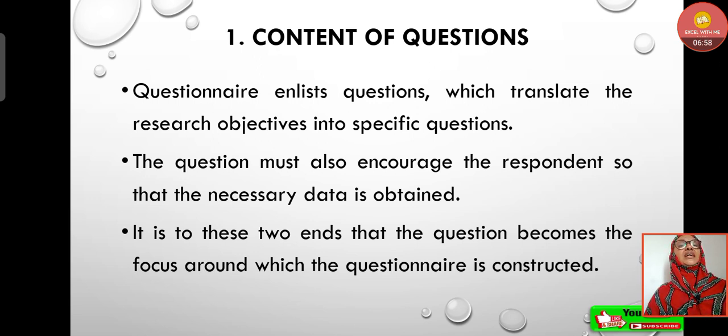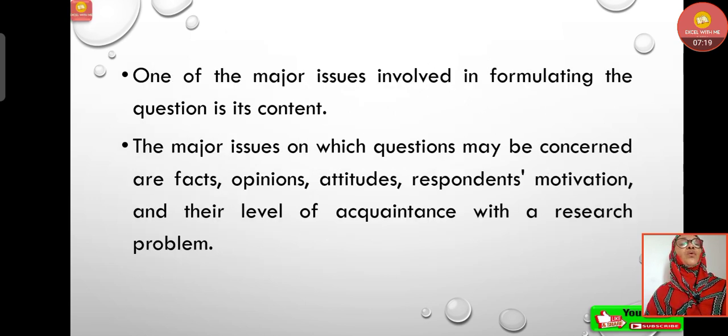Now let's understand what the types of these questionnaires are. Content of questions: a questionnaire enlists questions which translate the research objectives into specific questions. That means the question must also encourage the respondent, so that the necessary data is obtained. It is to these two ends that the question becomes the focus around which the questionnaire is constructed. Now, one of the major issues involved in formulating the question is its content. Obviously, making the content is very, very important.